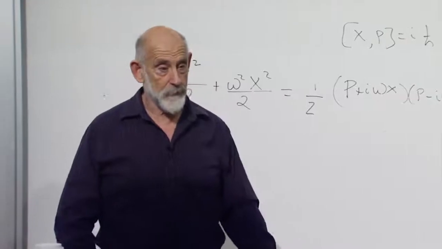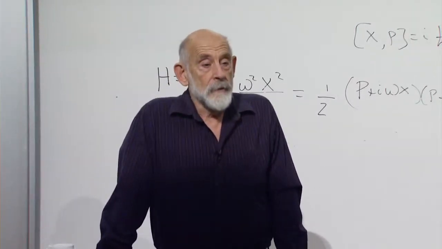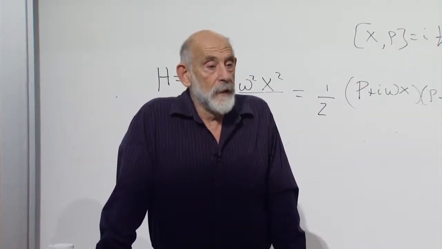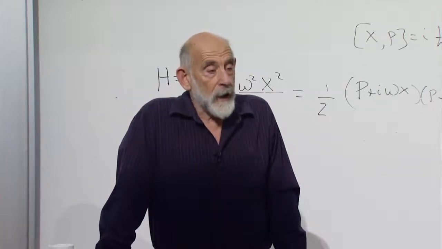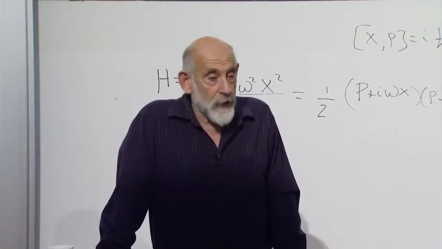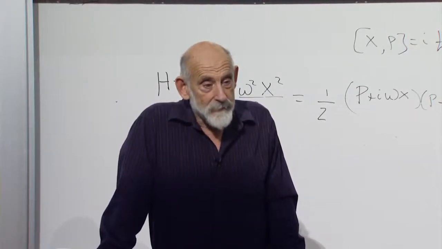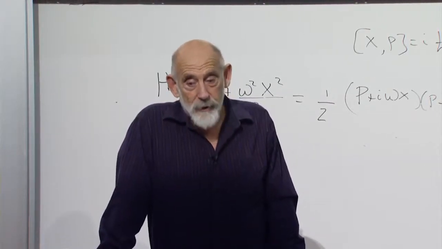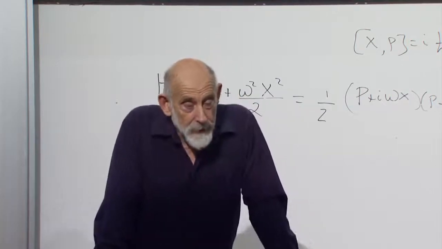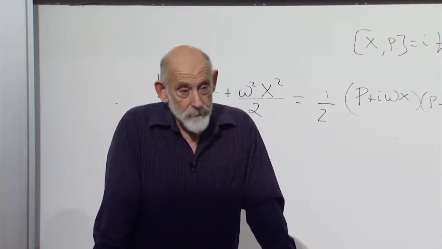Can you say anything further by the fact that it comes out to be positive instead of negative? Okay, it couldn't have been negative because x squared plus p squared is positive. The energy is x squared plus p squared. That's a positive definite operator. It can't come out to be negative. All right.